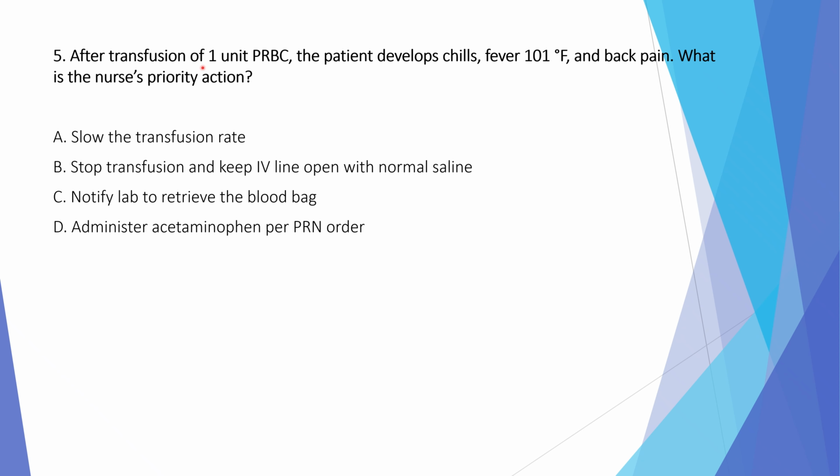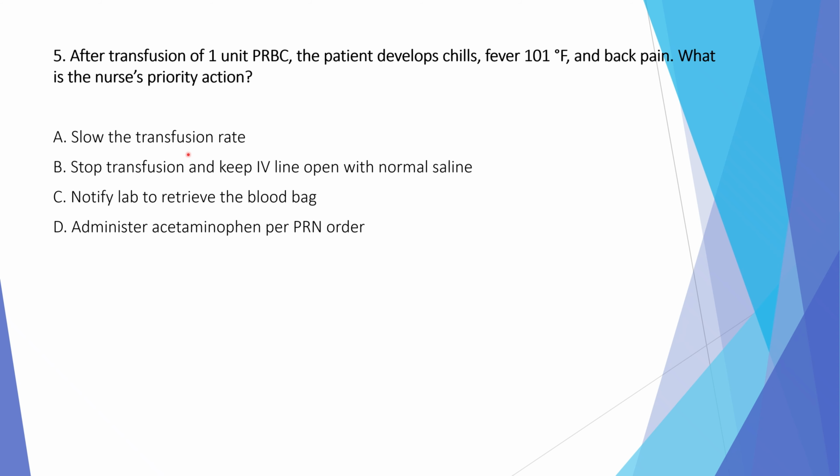After transfusion of 1 unit of blood, the patient develops chills, so it's no bueno. Fever 101 Fahrenheit, and back pain. What is the nurse's priority action?